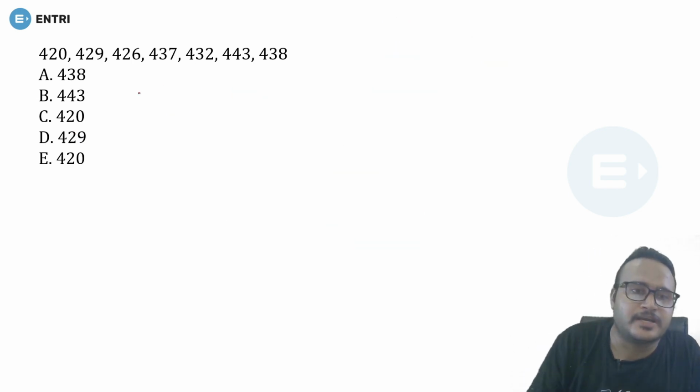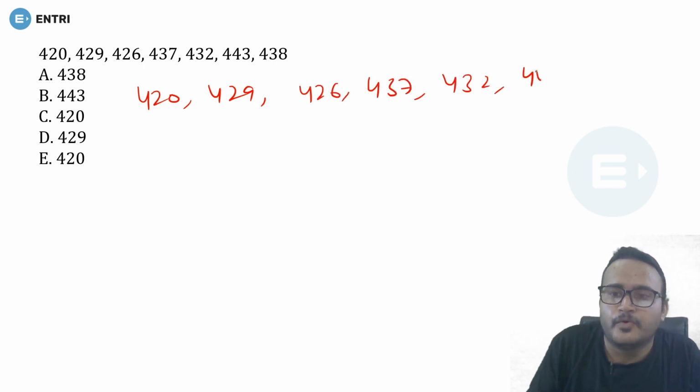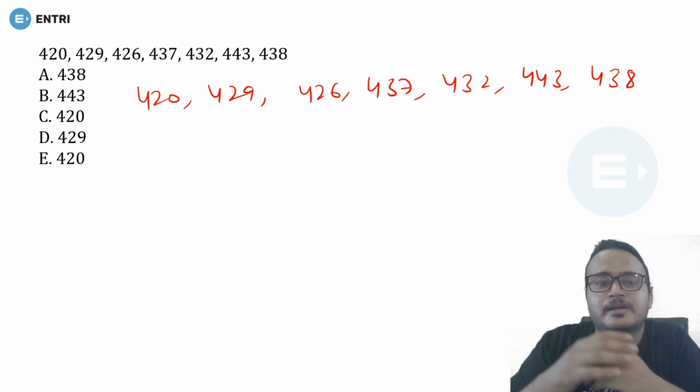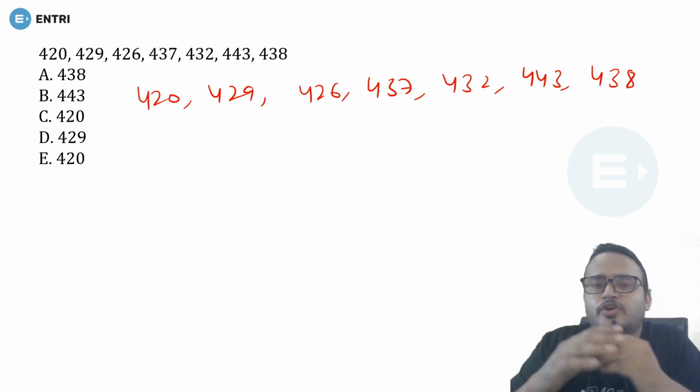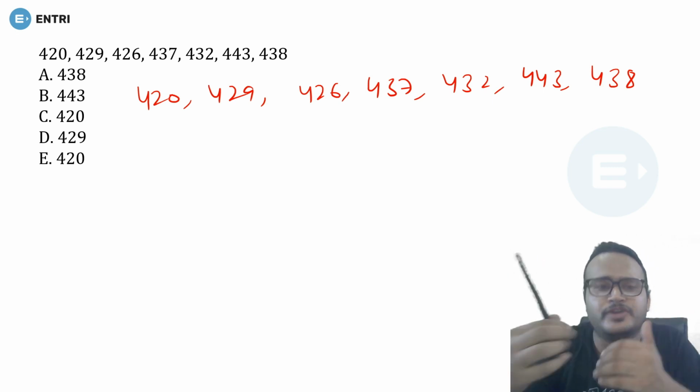And this is the next question guys. 420, 429, this is a very interesting question, let me tell you. 426, 437, 432, 443, 438. So guys, if you find the slope of the series, you can see it is not increasing at a very rapid pace. You can say it is a slow increase or decrease in the series.